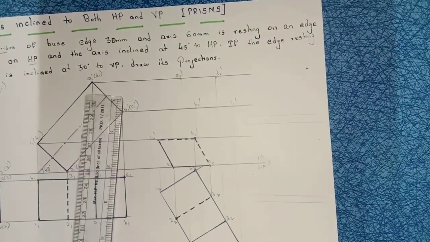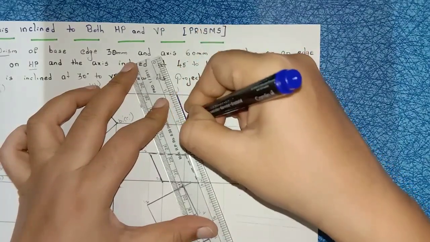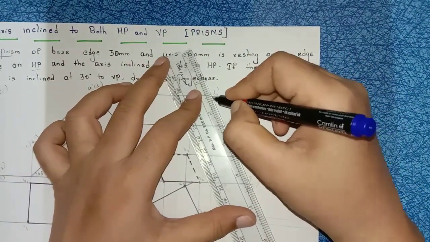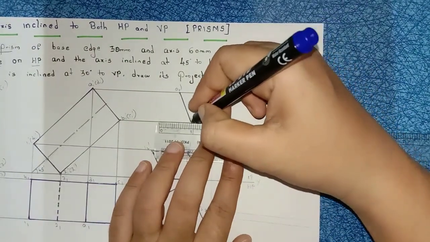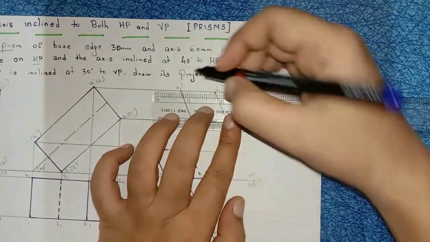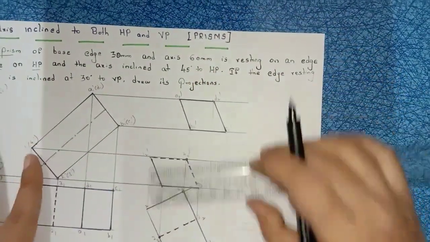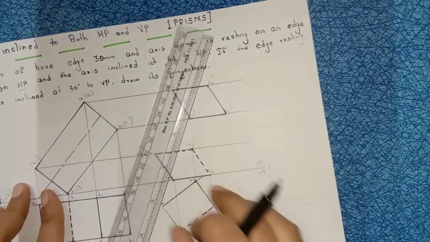Right? After that, join here A2 dash B2 dash, right? C2 dash D2 dash, and here B2 dash C2 dash, right? And here A2 dash D2 dash, right? Now here you see 1, 2, 3, 4, A, B, C, D. Now join this one.